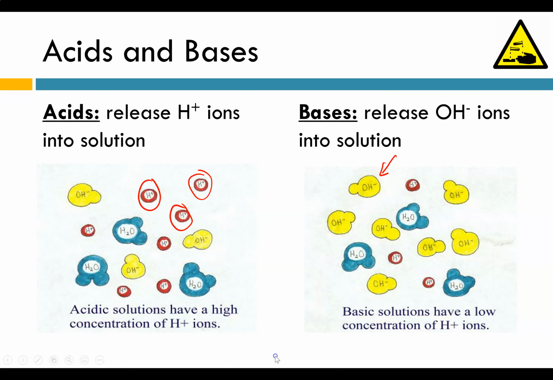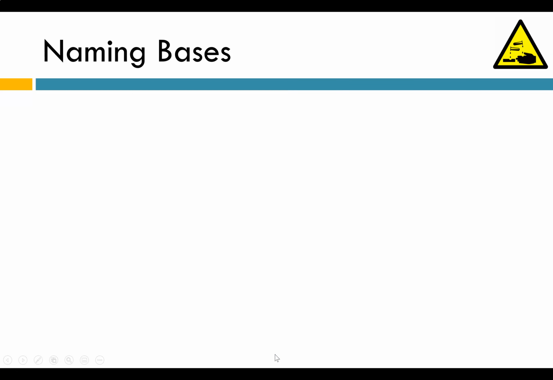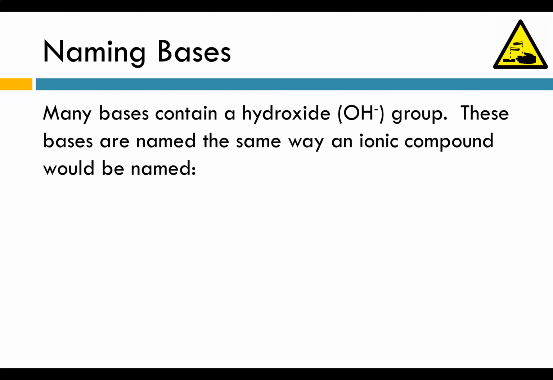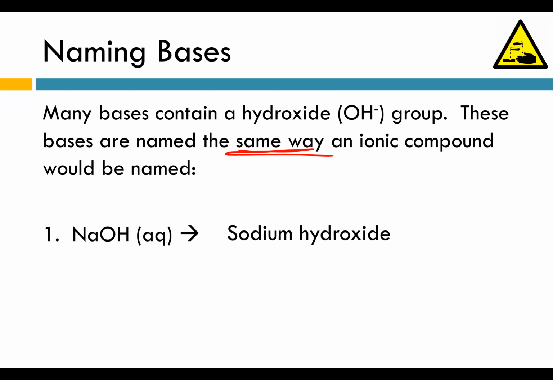So the big focus for today's lesson has to do with naming. I'm going to start with naming bases since this is something that we've actually done before. Most of the bases that we're going to look at are going to contain a hydroxide group, also known as just a hydroxide ion. These bases are named the same exact way an ionic compound would be named. So we've named plenty of compounds that have hydroxide present. For example, if we looked at NaOH, just like we'd name any other ionic compound, the metal will keep its name. We're talking about a polyatomic ion, so there isn't any change that should be made to hydroxide. I would simply call this sodium hydroxide.